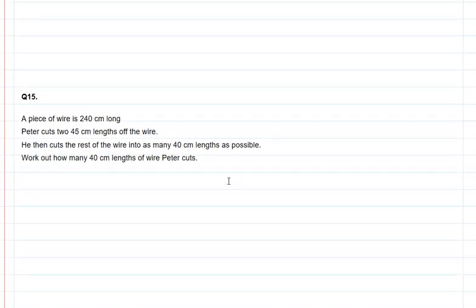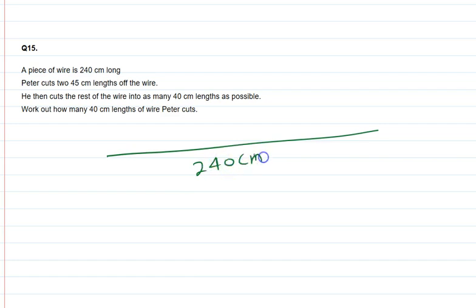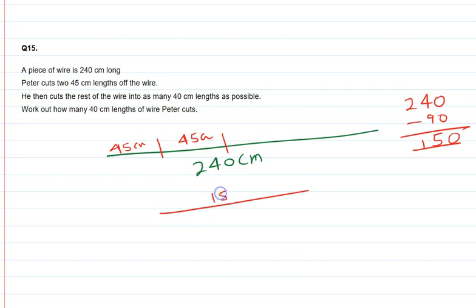Now next question here, a piece of wire is 240 centimeter long. So this piece of wire which is 240 centimeter long, Peter cuts 2 lengths of 45 centimeters of the wire. So suppose this is and this is, so this is 45 centimeter and this is 45 centimeter. So how much is left? 240 and 90, if you take away, this is left. So 14 take away 9 is 5, 150. So 150 centimeter left. So this is now left over, 150 centimeter left.